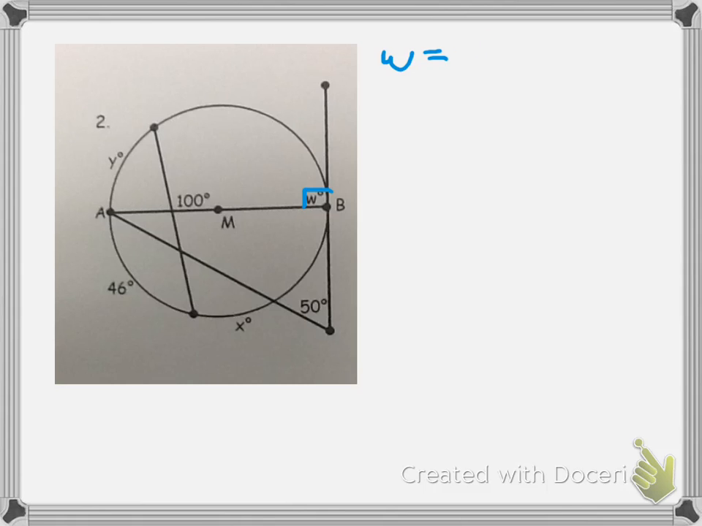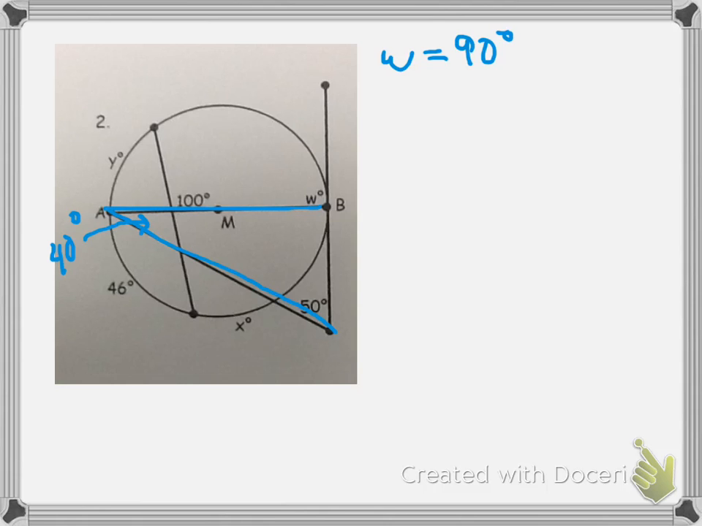Now we know that we have this triangle. If this is 90 and this is 50, we know that this angle right here has to be 40, because the triangle has 180 degrees. All right, so let's look at what we need to know. I'm going to go ahead and erase this right angle too, since we don't need that. All right, so we have this angle right here.